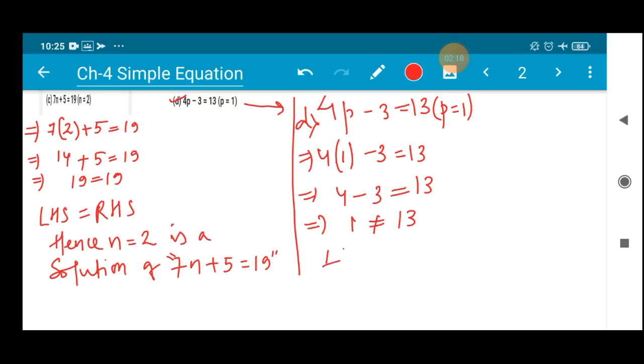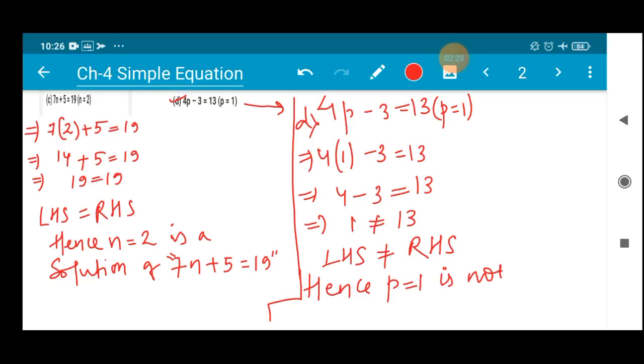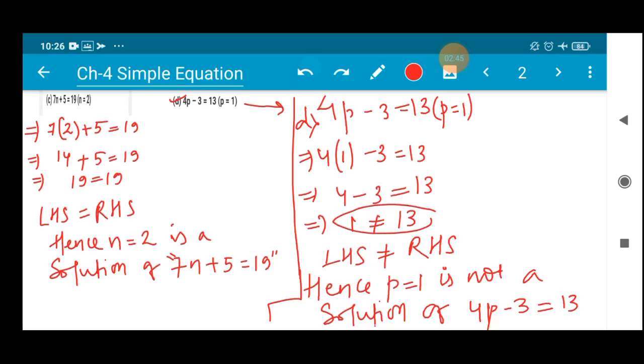So we can write LHS is not equal to RHS. So we can write here: hence p is equal to 1 is not a solution of 4p minus 3 is equal to 13, isn't it? Because in the left hand side we got the value 1, and in the right hand side there is 13. So LHS and RHS are not getting matched, hence it is not the solution of 4p minus 3 is equal to 13.